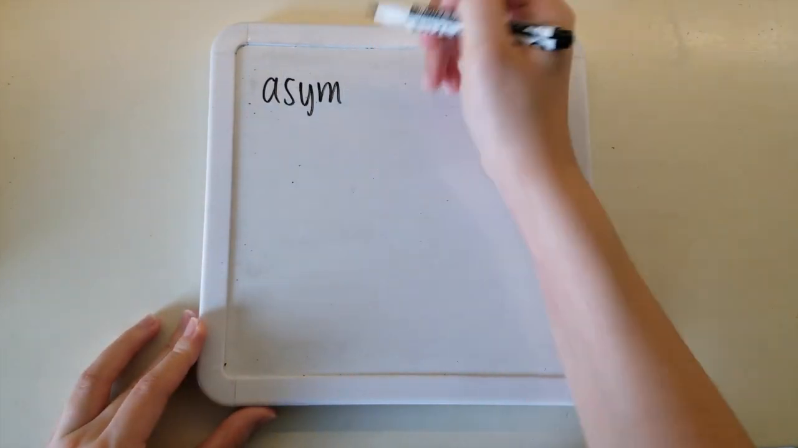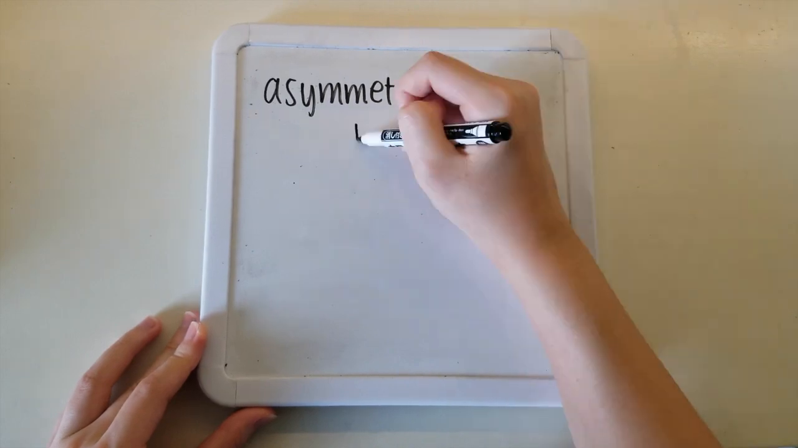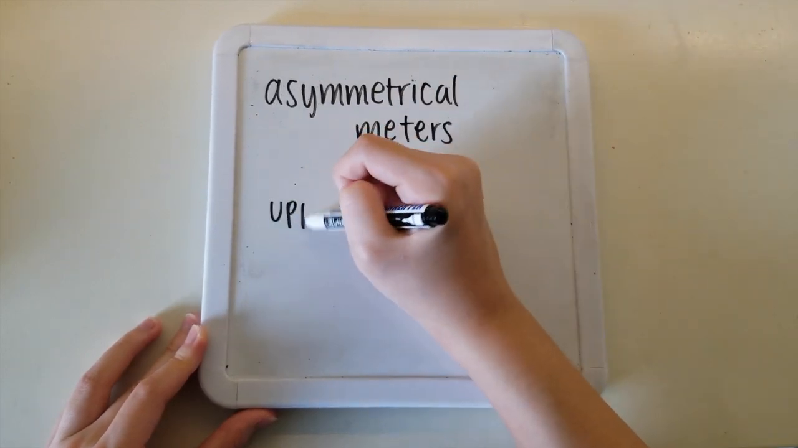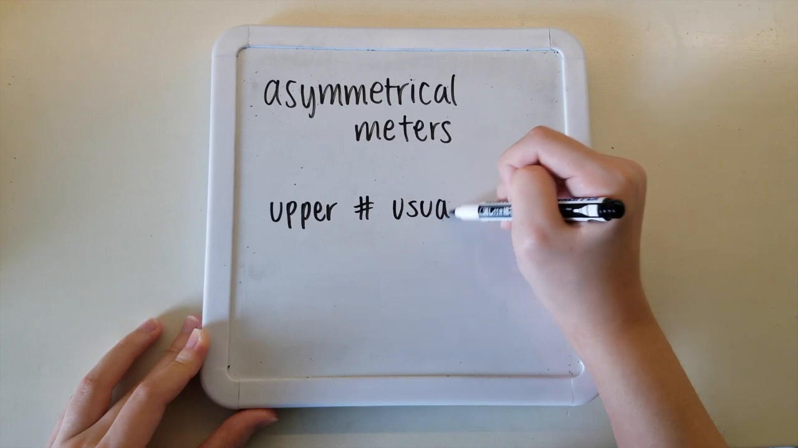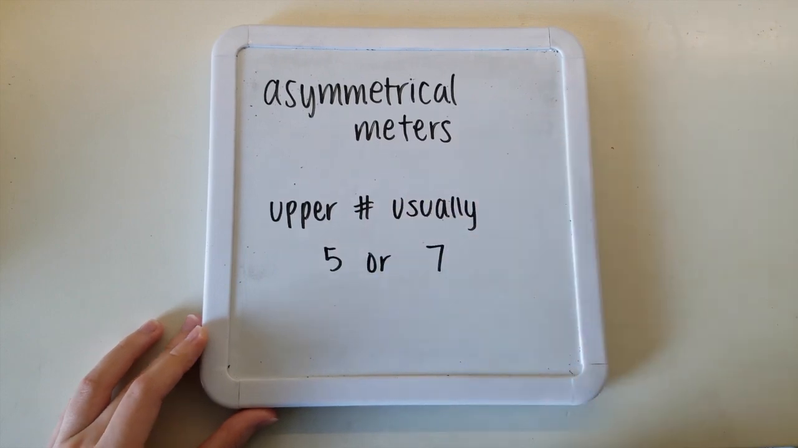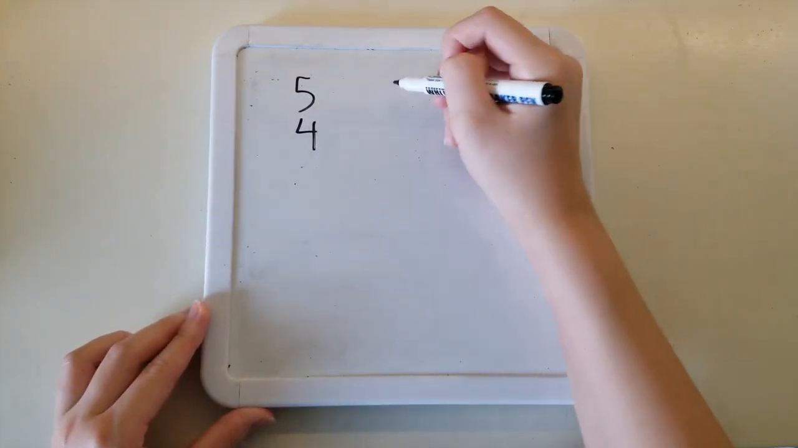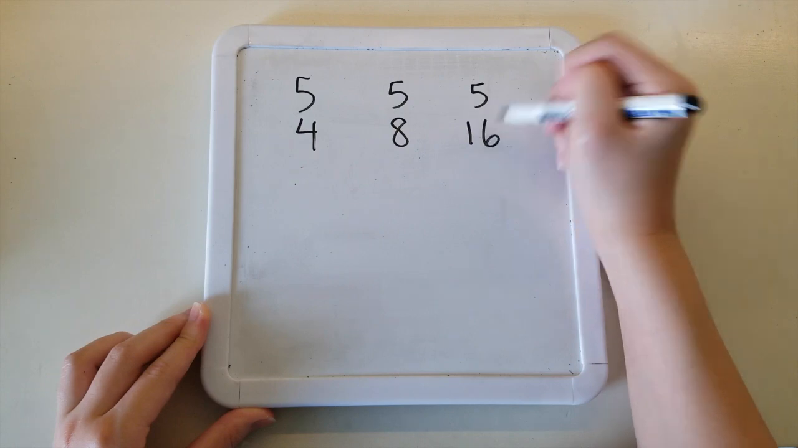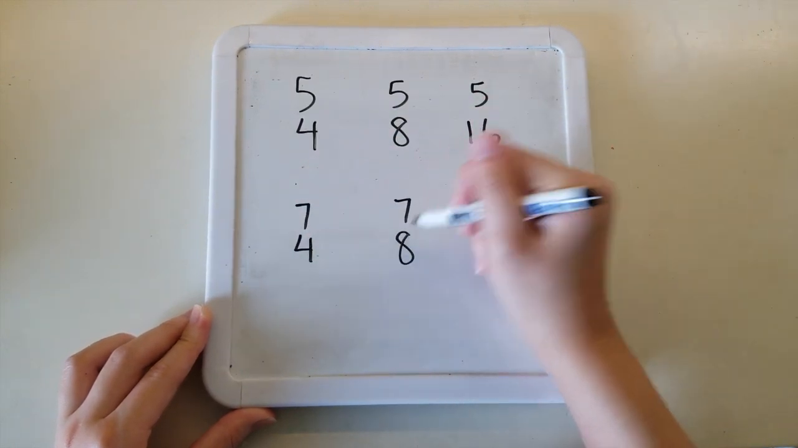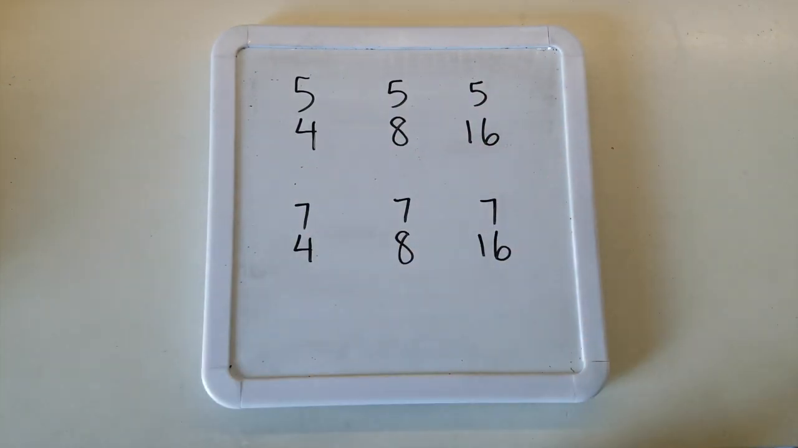Meters that do not go into the above categories are asymmetrical meters. This means that the pulse cannot be divided into equal groups of 2, 3, or 4 beats. The upper number is usually a 5 or a 7. Some examples include 5/4, 5/8, 5/16, 7/4, 7/8, and 7/16. 5/4 means there are 5 quarter notes in a measure. 5/16 means there will be 5 sixteenth notes in one measure.